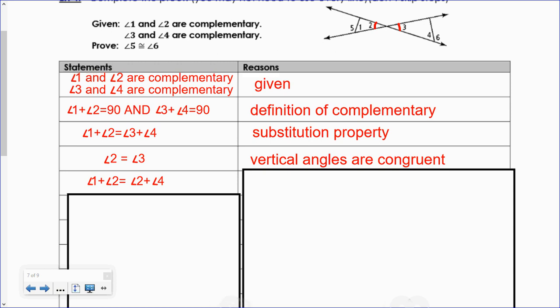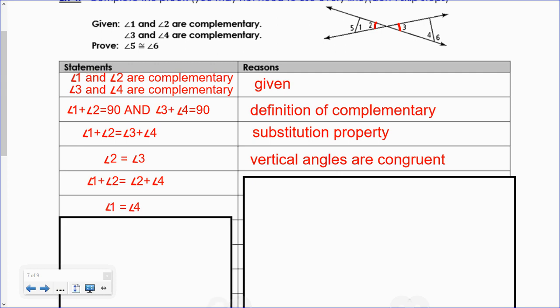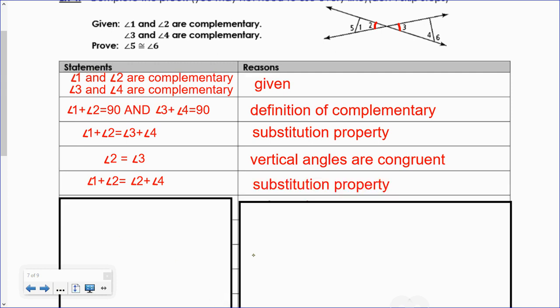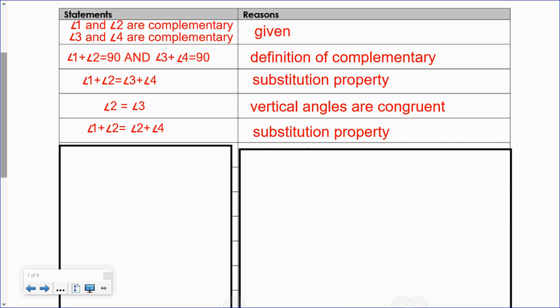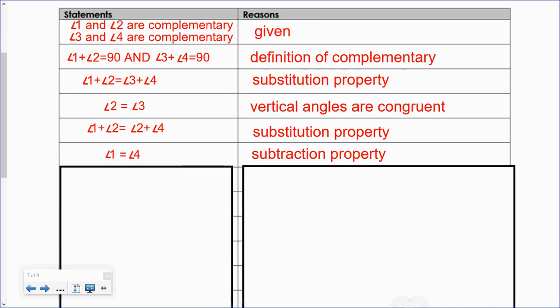Oh, by the way, that's substitution property. No, don't give it away too soon. Oh, goodness. Substitution property, right? And then what can I do from here? Now that I have the exact same thing on both sides, what can I do? I can subtract them away to just have 1 is equal to 4. That's the subtraction property.